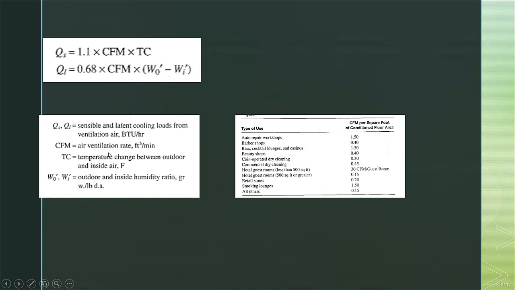So next is latent heat load. The latent cooling load, QL, is equal to 0.68 multiplied by CFM multiplied by (W0 minus WI). W0 and WI are the outdoor and inside humidity ratios, measured in grains per pound. In the next videos you can learn how we can find this.